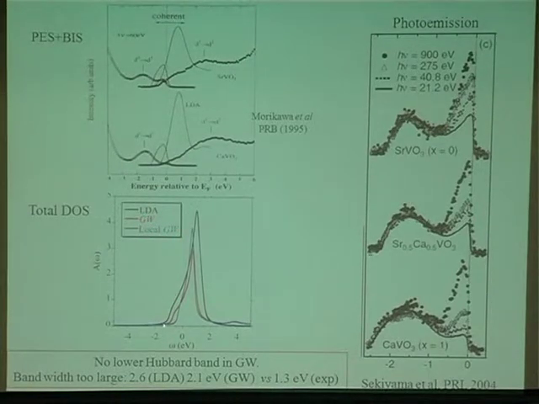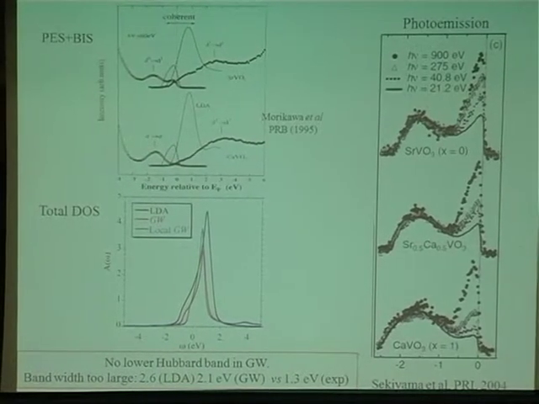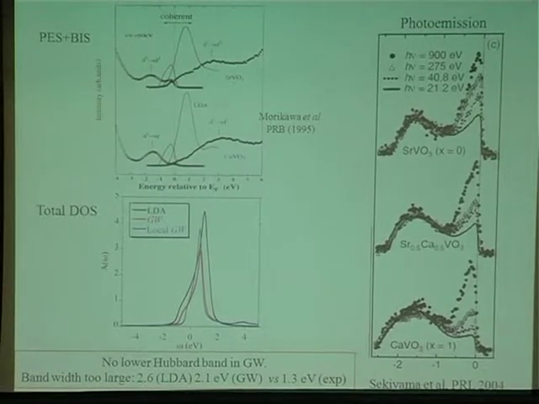LDA to GW, we get some band narrowing, but it's not enough to explain the band narrowing in the experiment, which, if you make an estimate from the effective mass, is about 1.3 eV. That is half of the LDA bandwidth. Also, in our calculation we do not find a lower Hubbard band, as you can see here, although we did find the upper Hubbard band in the GW calculations, at much too high an energy.